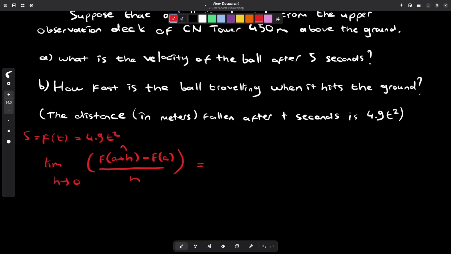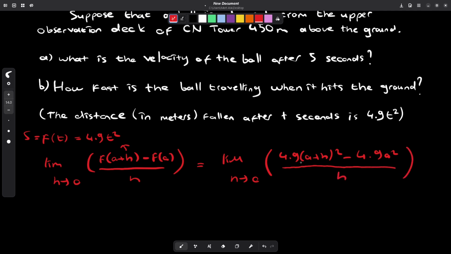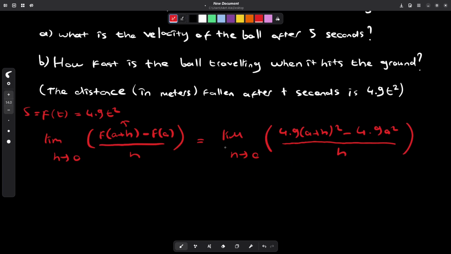So let's use the function we have. What is it? 4.9 times (a plus h) squared minus 4.9 a squared, over h. What can we do? Let's write this under the 4.9 parentheses and let's expand the square. We have 4.9 times a squared plus 2a times h plus h squared.